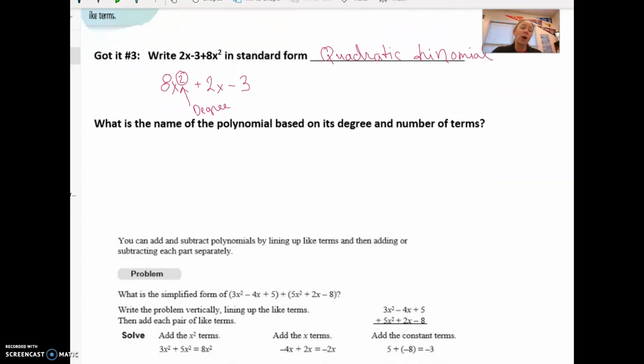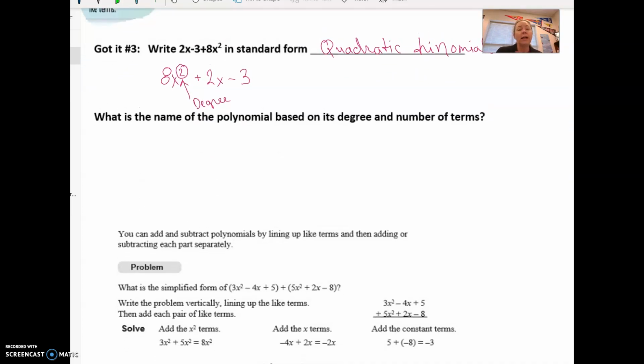So there will be some problems on your assignment where I'd like you to practice a little bit naming the polynomial appropriately.